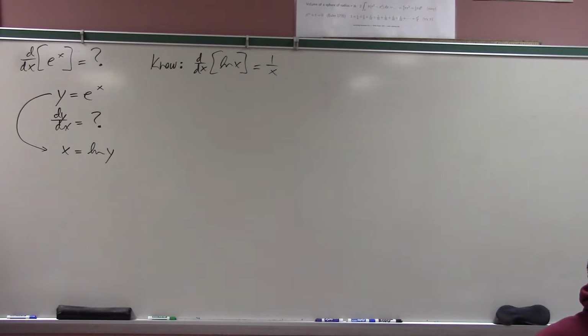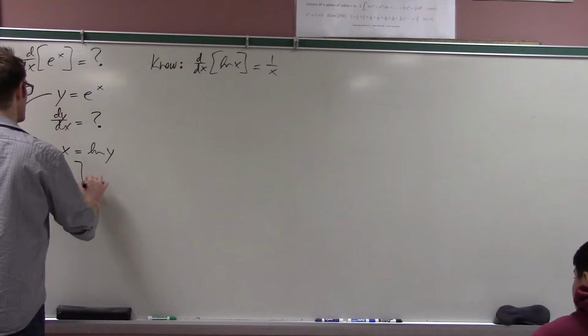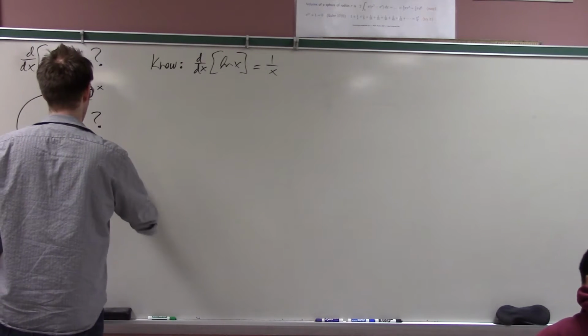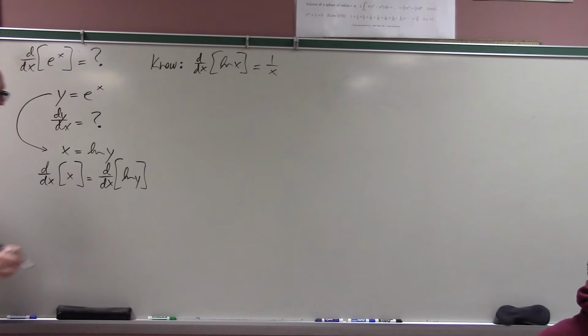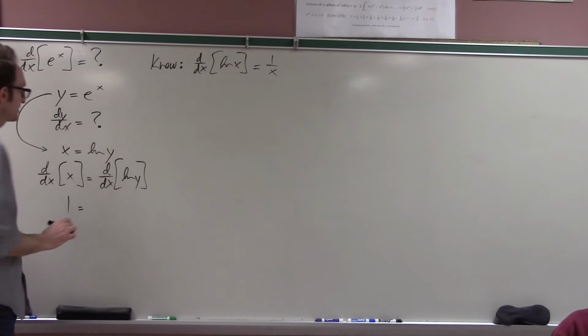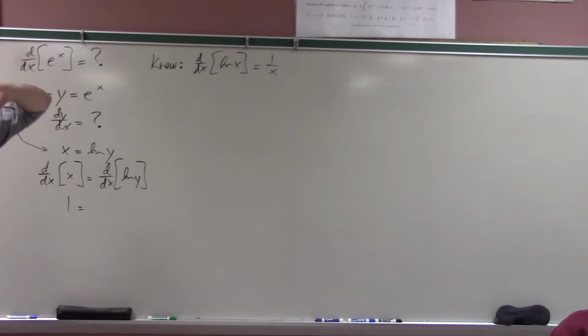And now that we are sophisticated and we have this high quality understanding of the Leibniz notation, what I'm now going to tell you to do is to differentiate both sides with respect to x. So I'm going to take the derivative with respect to x of x, and I'm going to take the derivative with respect to x of ln y. And if two things are equal, then certainly their derivatives are equal, right? So that's legit. Okay, one of these is easy. What is the derivative with respect to x of x? One. What is the derivative with respect to x of ln y?